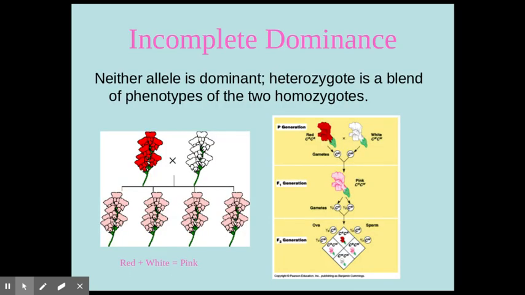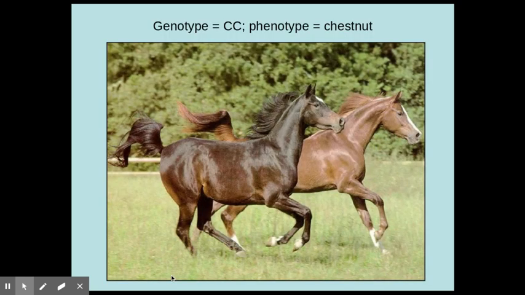So the first thing we're going to look at is incomplete dominance. This is where neither allele is dominant. So a heterozygote is a blend of phenotypes. If you have a red flower and a white flower that you combine, then you get a pink flower for that F1 generation. When you do the F2 generation, you're normally going to get a 1 to 2 to 1 ratio. So 1 red to 2 pink to 1 white would be what you would probably be inheriting at that point.